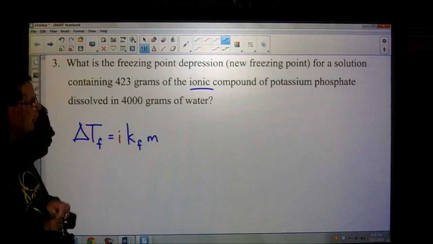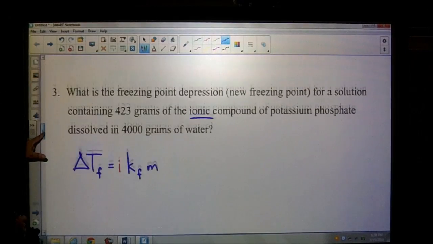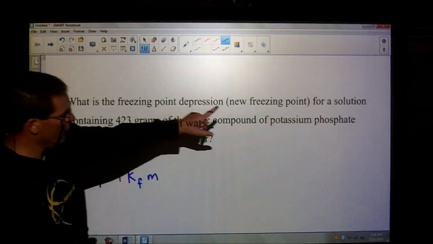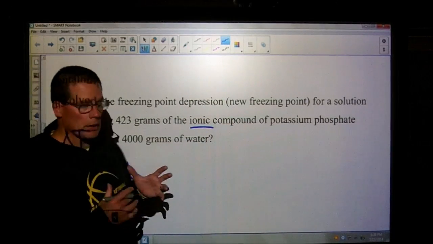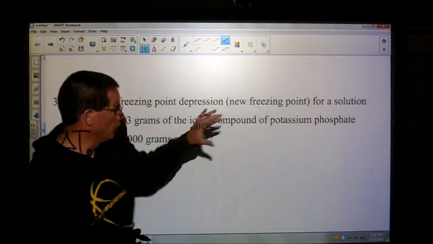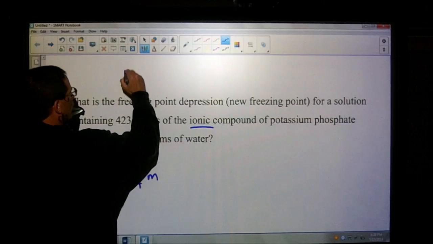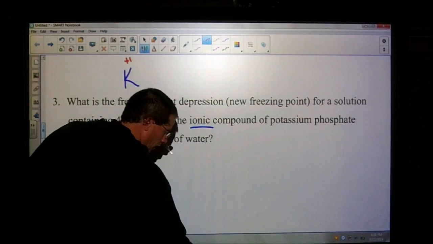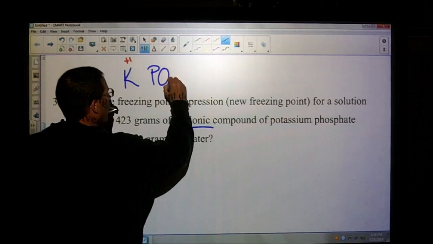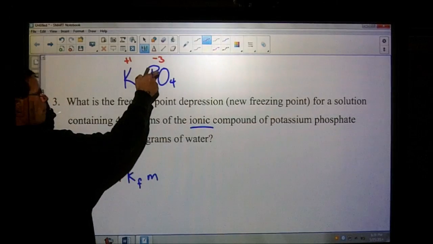The first thing that we need to do really is to find out what our i value is, or what our multiplier is. So here we have the ionic compound potassium phosphate. If it were molecular, your value would be 1. This is an ionic compound, so you need to find out what the i is. So potassium has a +1 charge. The phosphate has a -3 charge. That means I have +1, -3.